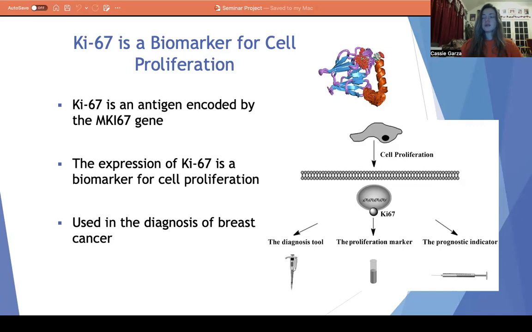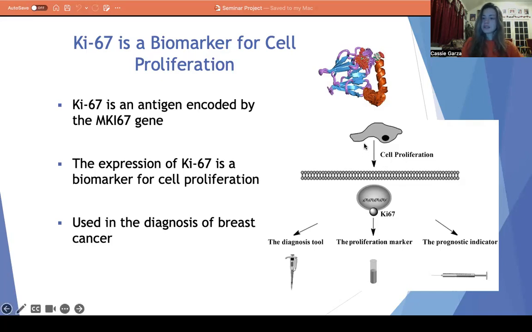Okay. So if we look at this image, we can see how it works. The main point is that when cells are proliferating, they produce this biomarker Ki67. So it's not present in normal cells. If you see just mature cells that are not undergoing mitosis, you won't see Ki67. It's only present during mitosis.